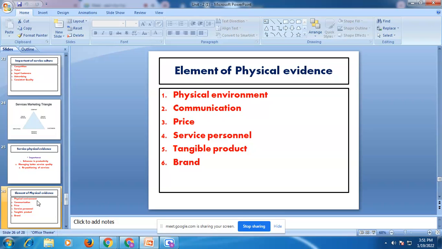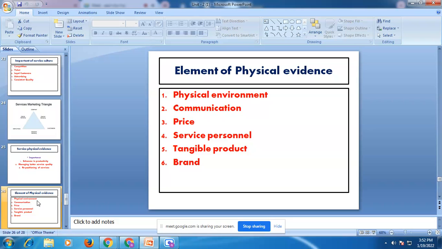The third one is price. Price is another element of service physical evidence. The price charged for a service by the service provider is used as a quality indicator by the customer. Normally, when a service is charged a premium price, the customer also has a high expectation of quality from the service, as compared to when the price is lower or average.